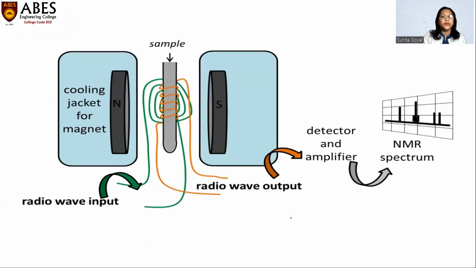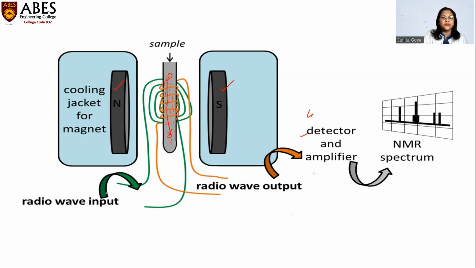Here we can see the setup shown: this is the north and the south pole of the external magnetic field, and this is the sample tube in which the sample is present. In this sample, spinning protons are there, which create their own magnetic fields in a certain direction. So there will be the creation of energy states, a low energy state and a high energy state, and energy will be required between the two to get resonance.